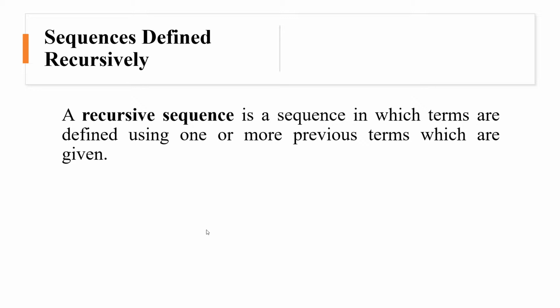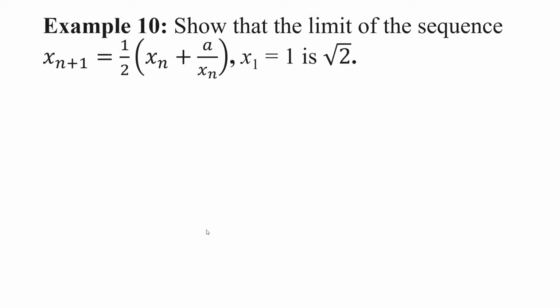So let's have an example. Show that the limit of the sequence, this one, exists. The first term is 1. The next term follows the pattern x sub n plus 1 equals 1 half times x sub n plus a over x sub n, which is the square root of 2.